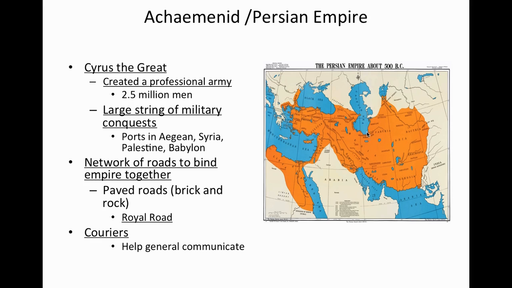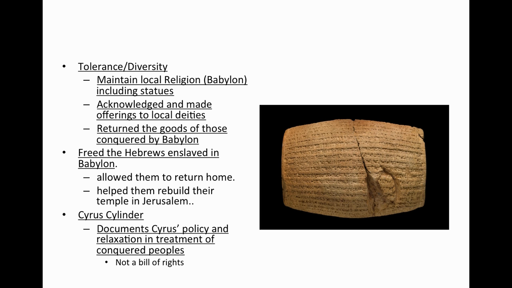Couriers were used to communicate, almost like a message system. Again, that's all facilitated by this government. These are not private companies building these roads. It would be Cyrus the Great who initiates these projects.